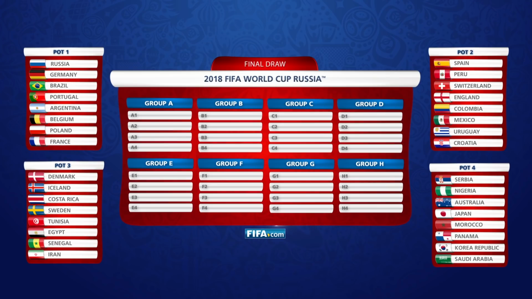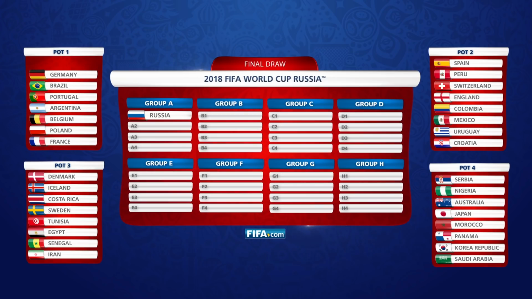As teams are drawn, they will populate the groups alphabetically from Group A through to Group H. The teams in pot 1 will all occupy number 1 position in each group, from Group A through to Group H. So A1, then B1, then C1, and so on. As Russia are hosts, they'll automatically go into the first position in Group A. The rest of the teams are drawn out randomly.